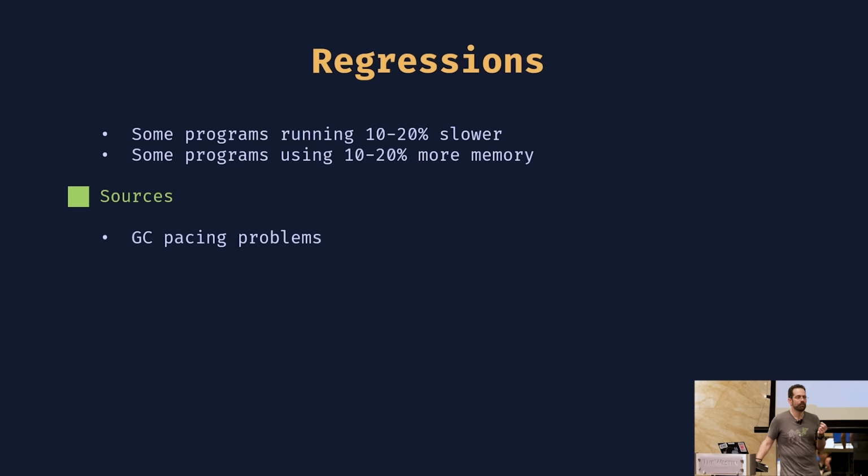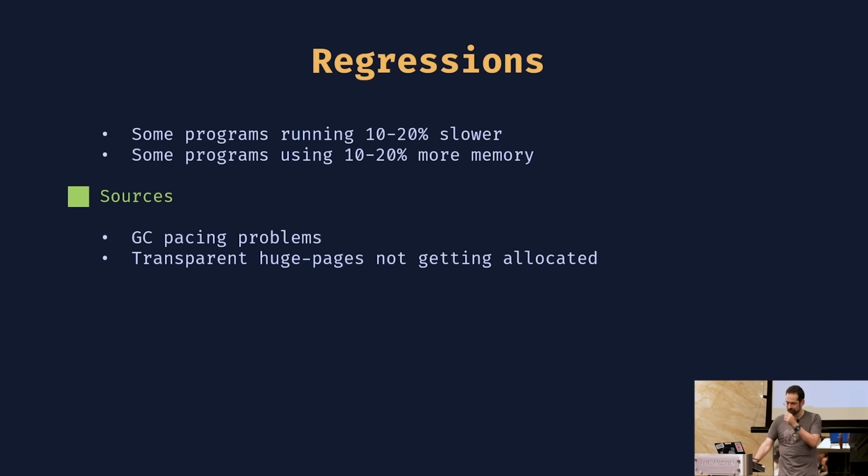There were problems with the pacing of the GC. When you talk about pacing in a GC, it's the speed with which you run the garbage collector versus letting the mutator run. How many cycles do you spend on the collector? And the pacing was off in ways that turned out to be important.